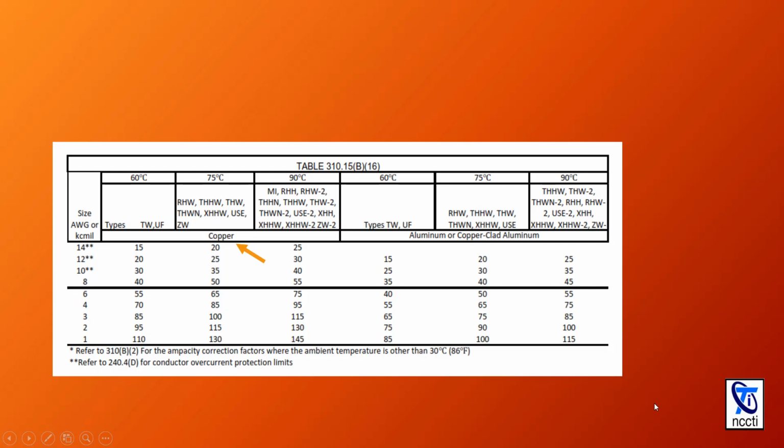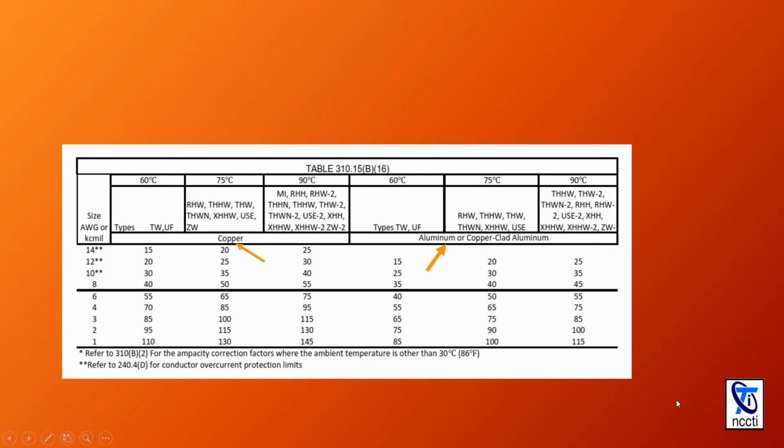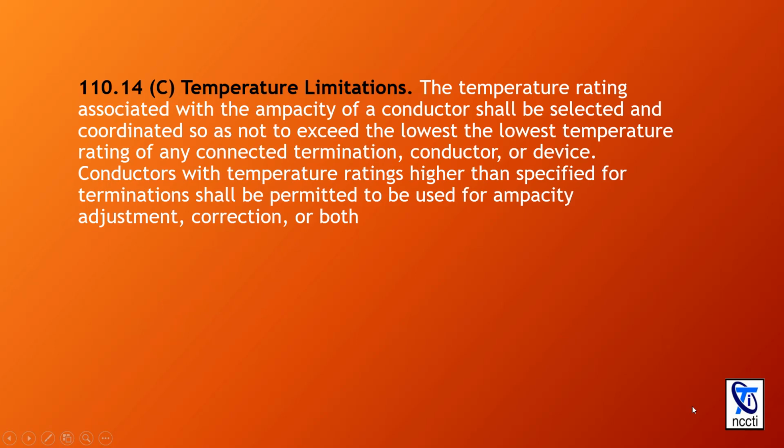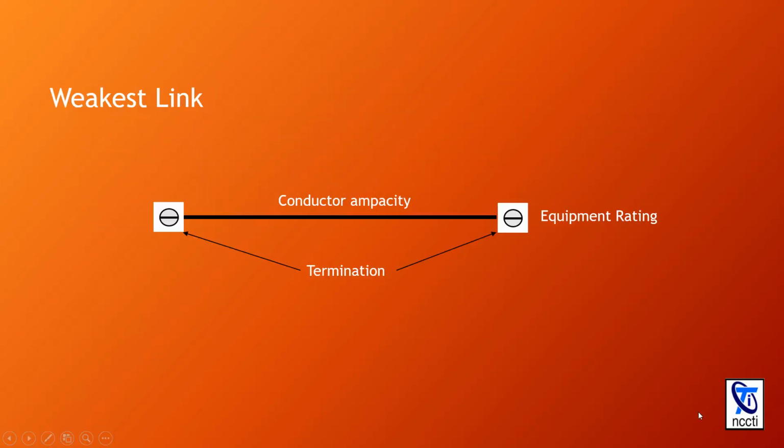Using this table, it's easy to get messed up. Make sure that you're using the copper or the aluminum copper-clad side. Other than the particular temperature rating of the conductor, there are other factors that must be taken into account before you come up with the correct temperature column. This is a good time to look at section 110.14C. Please read the whole section, take your time, try to understand it, and I'll explain more in the following slides. Whether it be the conductor temperature rating or the termination temperature rating, the lowest temperature rating of either sets the stage for the whole circuit.